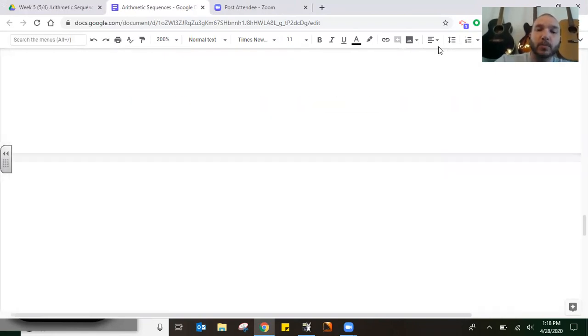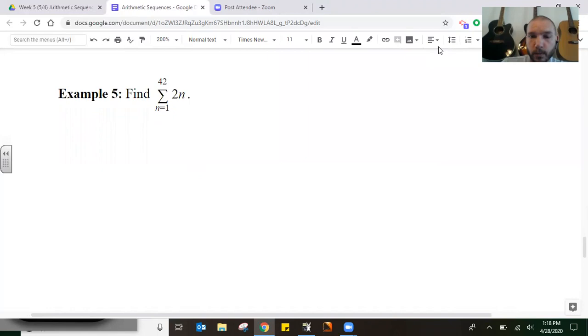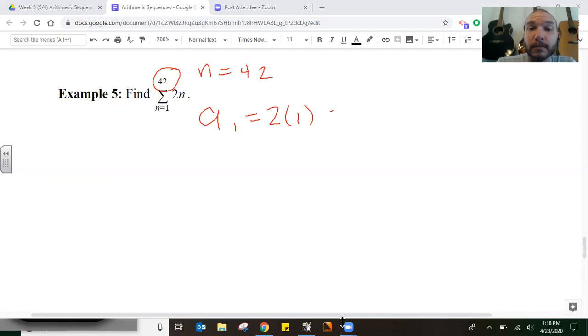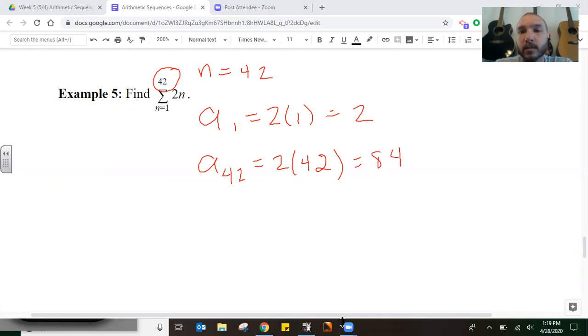All right, so back down here, we need n, which is the number on top. So that's n equals 42. And we need A sub 1, which is 2 times 1. The explicit formula, you just plug it in. 2. And then we need A sub 42, the last term, which is 2 times 42, which is 84. So we know n is 42, A sub 1 is 2, A sub 42 is 84.